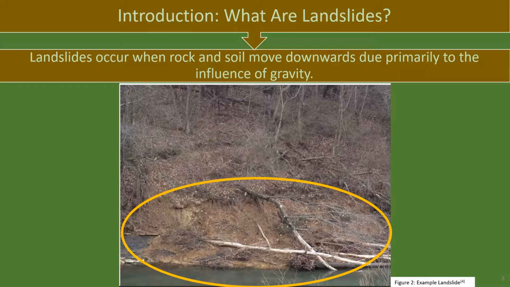Not only can landslides cause damage, but they can happen in an instant with little preparation, therefore making some landslide occurrences life-threatening. In addition, landslides can force people out of their homes and make a once habitable area temporarily or permanently uninhabitable. Landslides occur when rock and soil move downwards, due primarily to the influence of gravity. Unfortunately, gravity is not the only factor that acts alone in causing landslides.